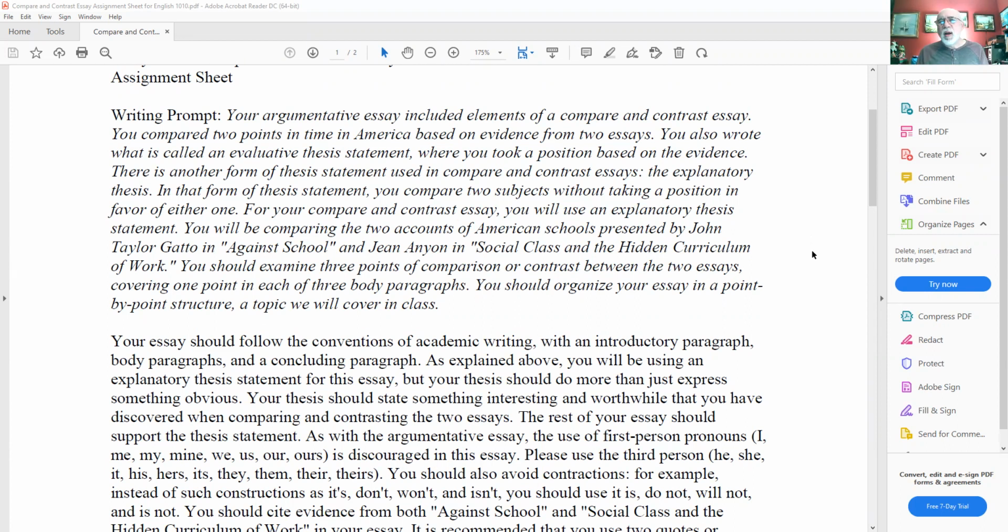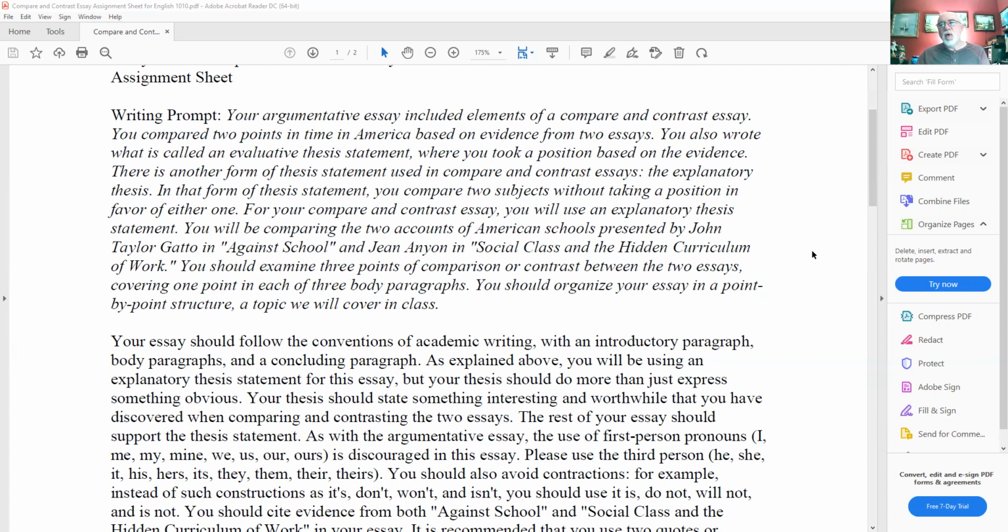And we did what is called an evaluative thesis statement, where you state a position. It was an argumentative essay, so that certainly needed to be a component. There is another way to do a thesis statement for a compare and contrast essay. That's called an explanatory thesis, where you compare and contrast the two subjects, but you don't take a position in favor of either one.